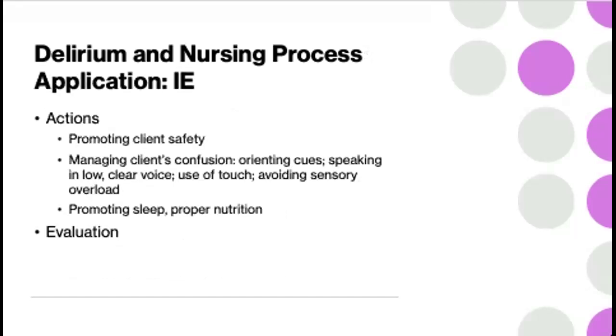So, what is our actual implementation and evaluation? So, actions when we're talking about promoting safety, safety is always the prioritization, right? And if we're using something like Haldol that's going to make them sleepy, they're really at an increased risk for falls. We want to make sure that they have maybe a one-on-one with them, or that you put a bed alarm. So if they get out of bed, we at least know.